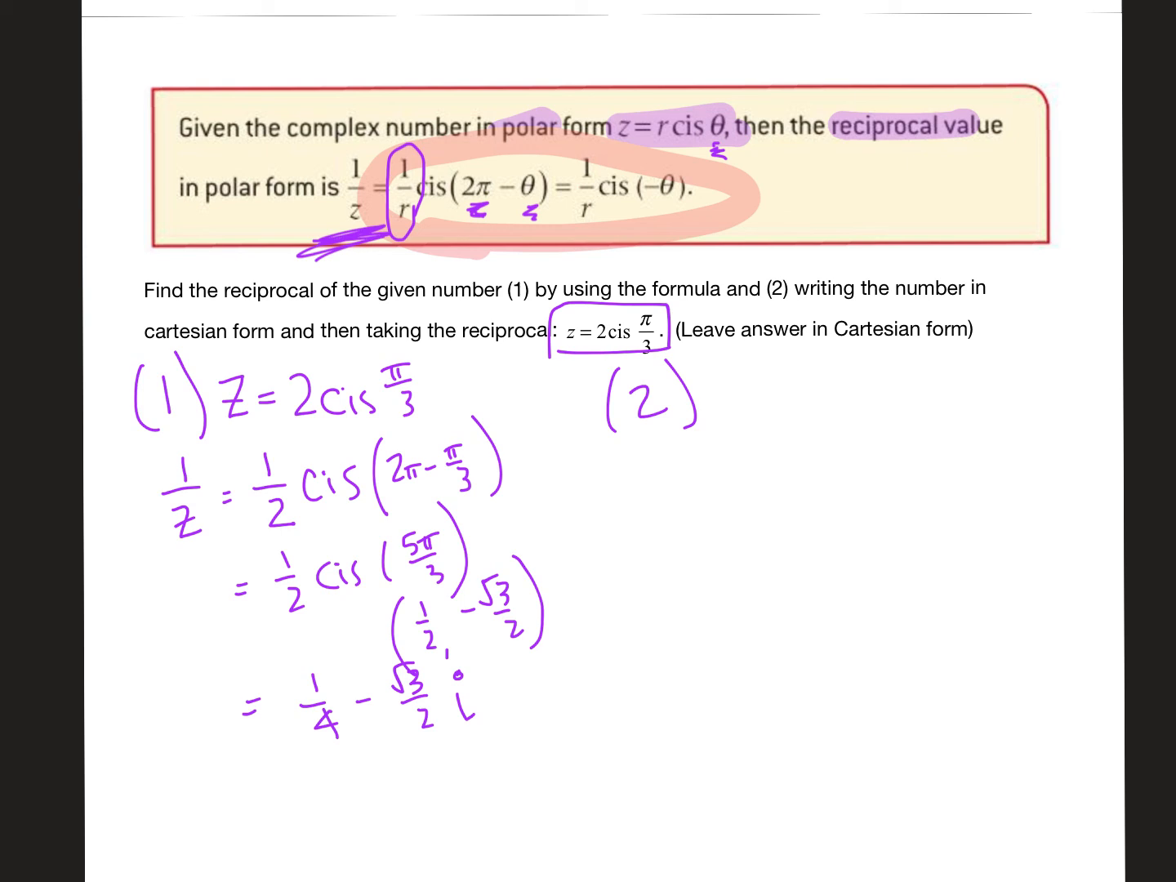Now to do it the other way, which is to write the number in Cartesian form. Let me draw a picture of what this looks like. I have an angle of pi over 3. Just a reminder, that's 60 degrees. And a radius of 2. Because this is a special triangle, I know that this side is 1 and this is rad 3. So that means in Cartesian form, my point is 1 plus rad 3 i.